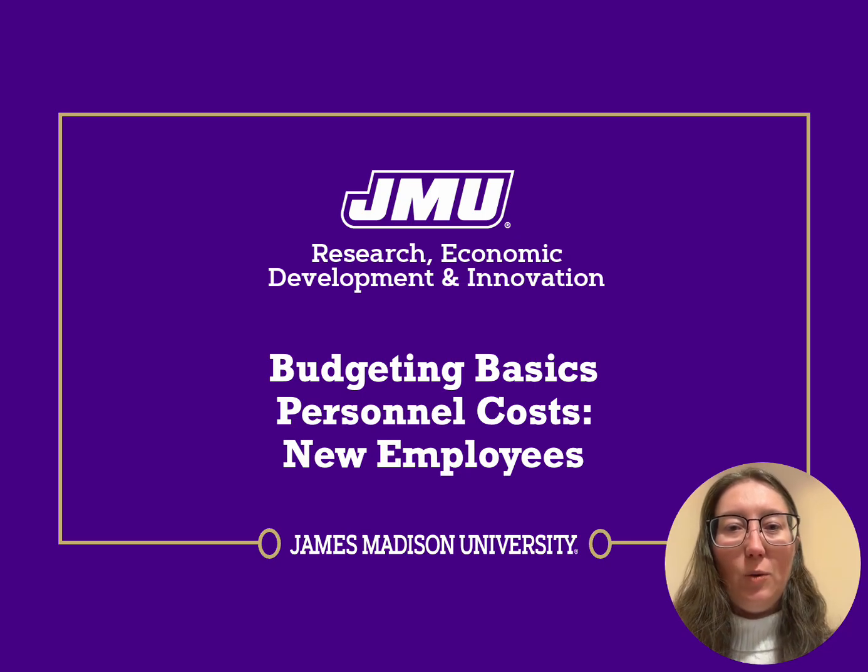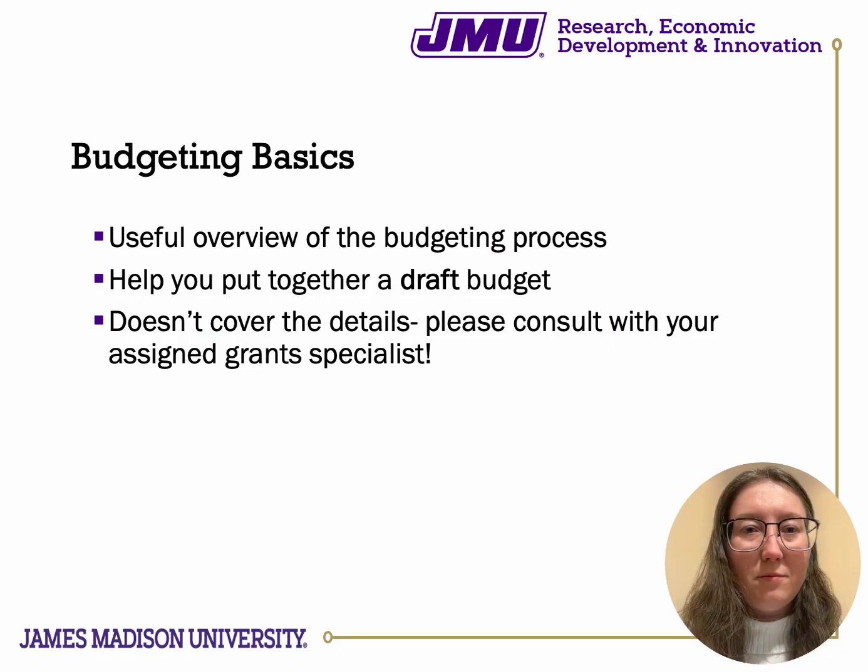In our last video, we talked about personnel costs for existing JMU employees. In this video, we're also not talking about hiring students. That will be covered in a future video. What we're talking about here is a situation where you'll need a project coordinator or a dedicated administrative assistant or something like that. If the project is funded, you'll be running a search to fill the position. How do you go about budgeting for that in your grant?